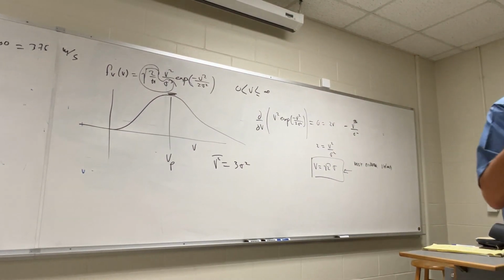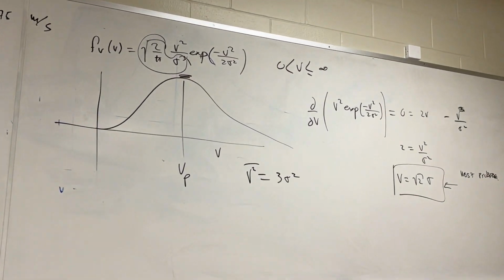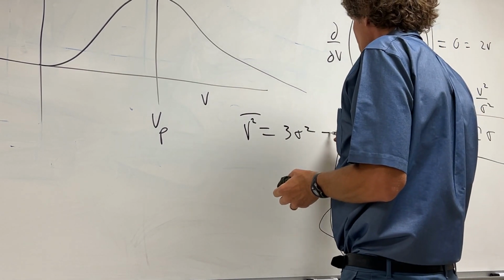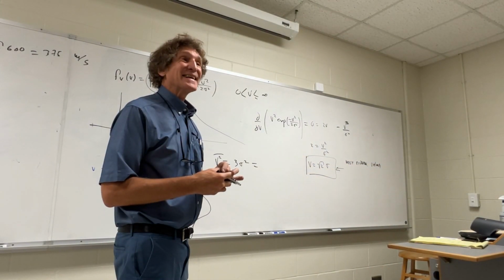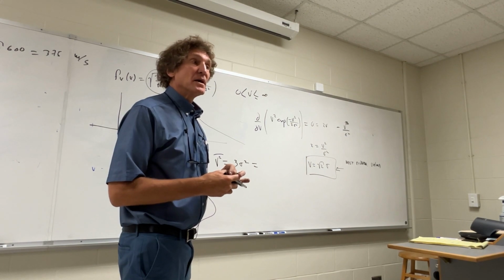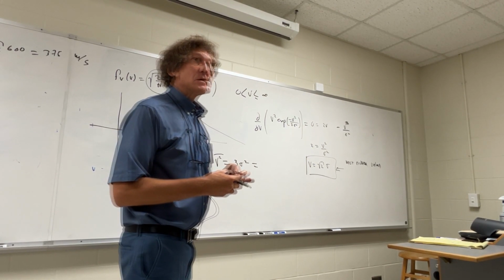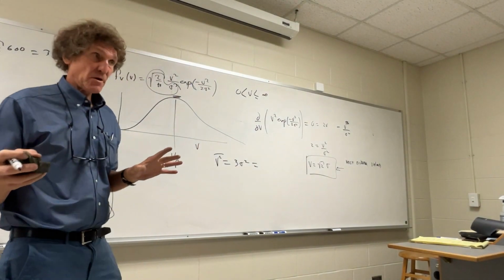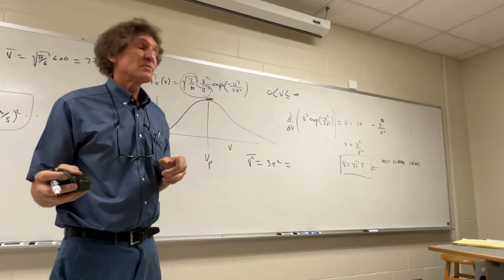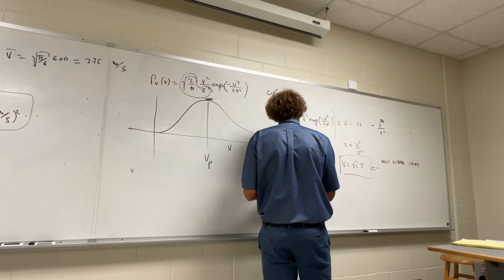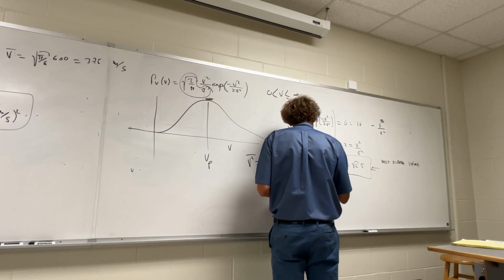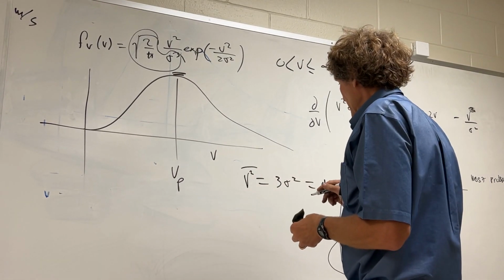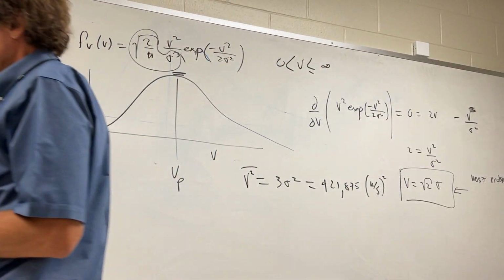Remember for the Rayleigh, it was 2 sigma squared? Y'all remember me talking about that? You might not remember exactly. So do that and tell me what this value is first. Now remember, that is V, this is going to be the second moment, all right, of this distribution. Y'all with me? So what is that? What did you get for that? 421,875 meters per second squared, all right? That's 3 sigma squared. Take the square root of that, what do you get?